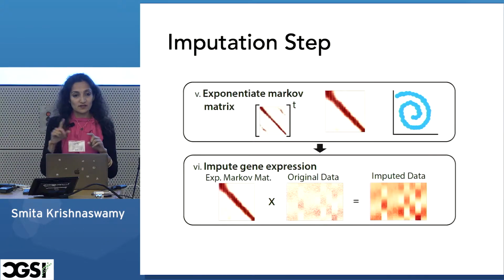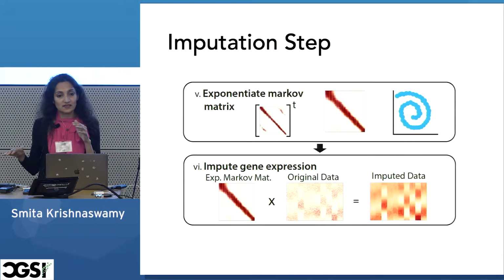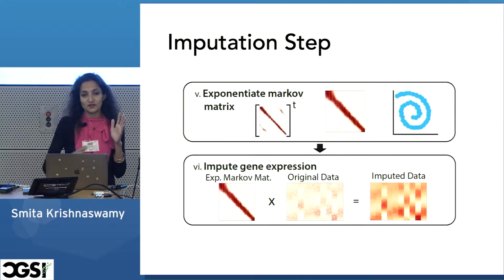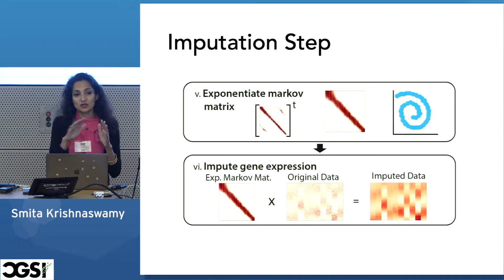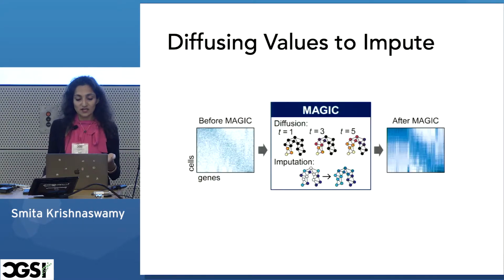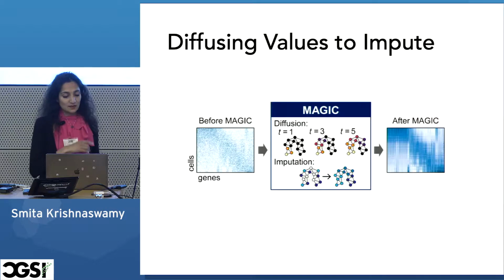When you power the affinity matrix, you're getting rid of the high frequency eigenvectors, and you're basically loading the signal onto the low frequency eigenvectors. That means you're low pass filtering the signal. And that's basically what we're doing in MAGIC. I'll explain it from a filtering perspective in a second. That's how it's explained in the paper.